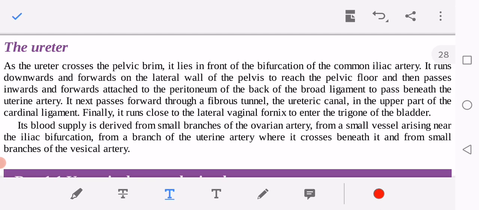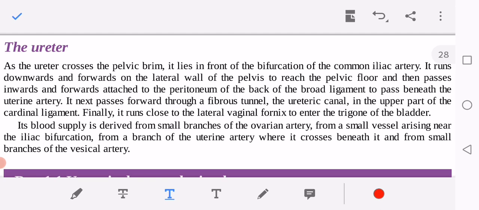Finally, it runs close to the lateral vaginal fornix to enter the trigone of the bladder. Its blood supply is derived from small branches of the ovarian artery, from a small vessel arising near the iliac bifurcation, from a branch of the uterine artery where it crosses beneath it, and from small branches of the vesical artery.